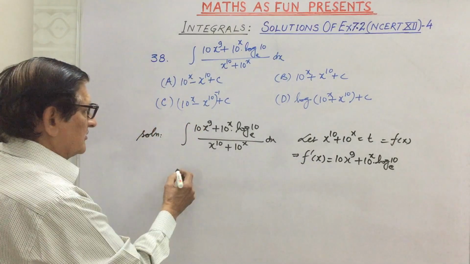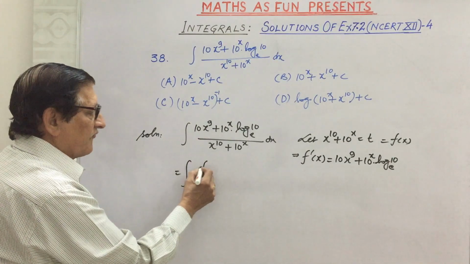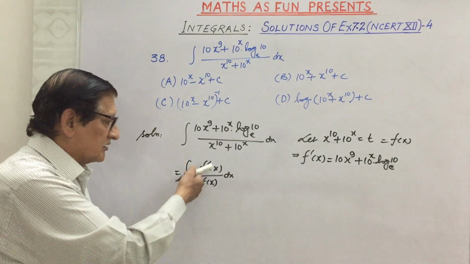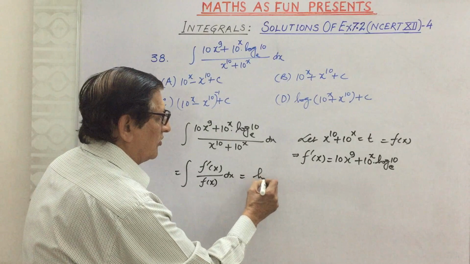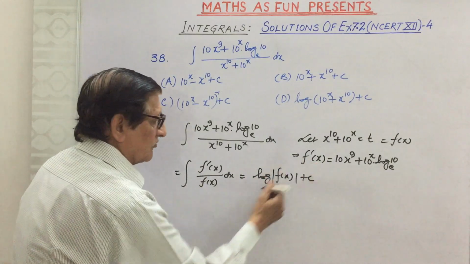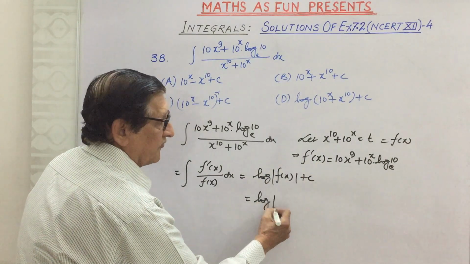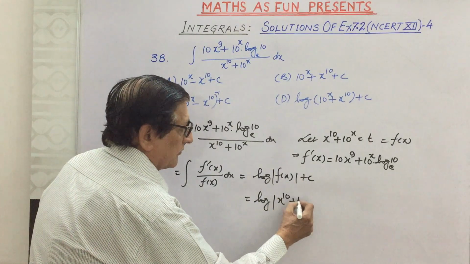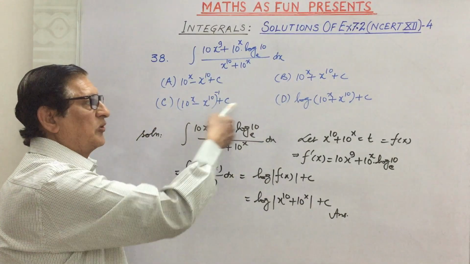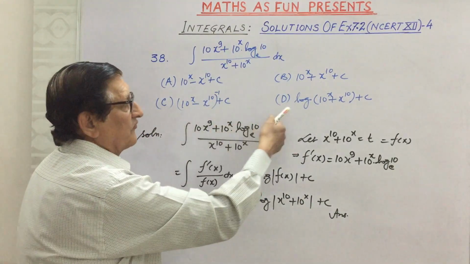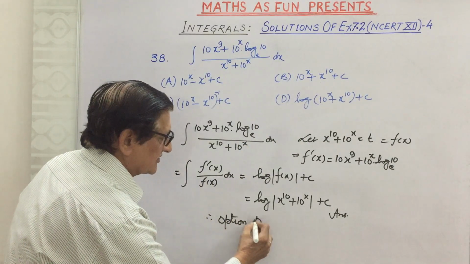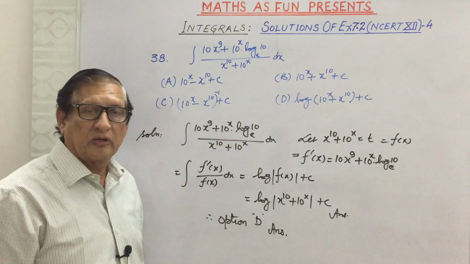If we apply this here, the problem becomes the integral of f dash x upon f(x) dx. And we have already learnt that the integral of this is log of f(x) plus c. Applying the value of f(x), we get log of (x^10 plus 10^x) plus c as the answer. But here we have to find one of the options, and out of these 4 we find D is the correct option. So option D is the answer to this particular problem.